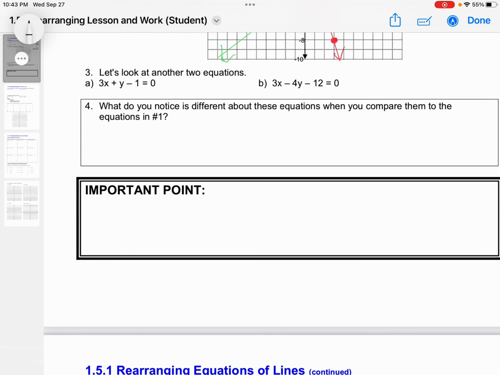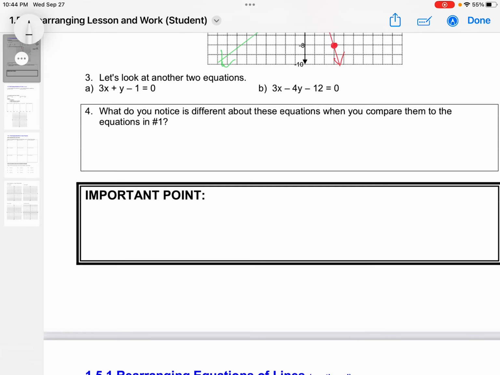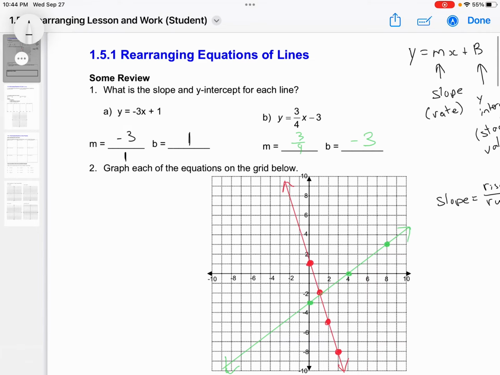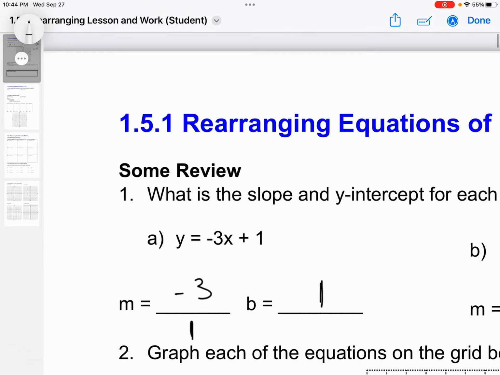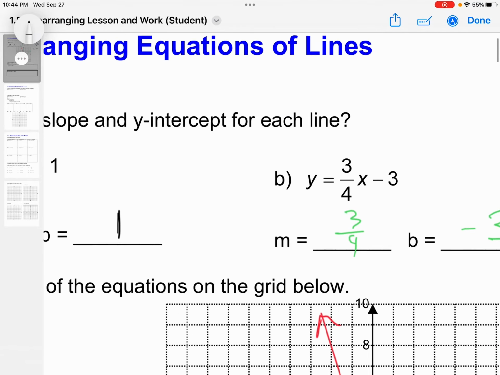Let's take a look at another 2 sets of equations, and I'm going to tell you these are also equations of lines, but they look different. They look very different. What do you notice is different about these equations when you compare them to the equations in number 1? Because the idea now is, if you give me equations that look like these ones, can I zoom right in? Look like that one and that one.